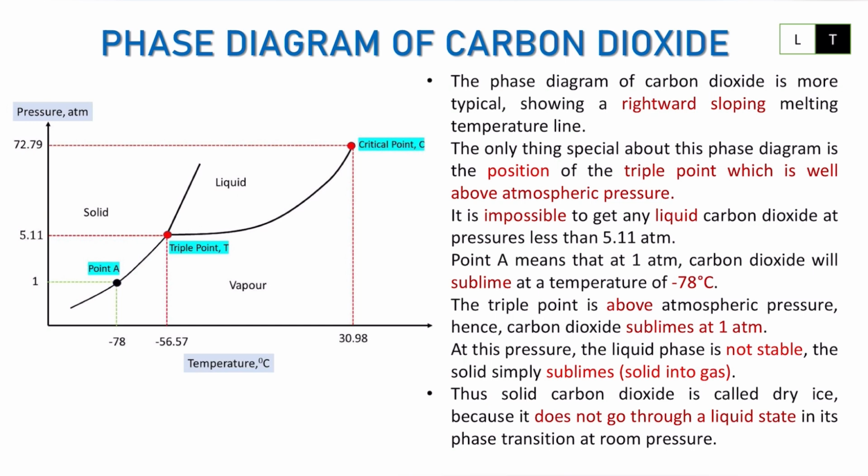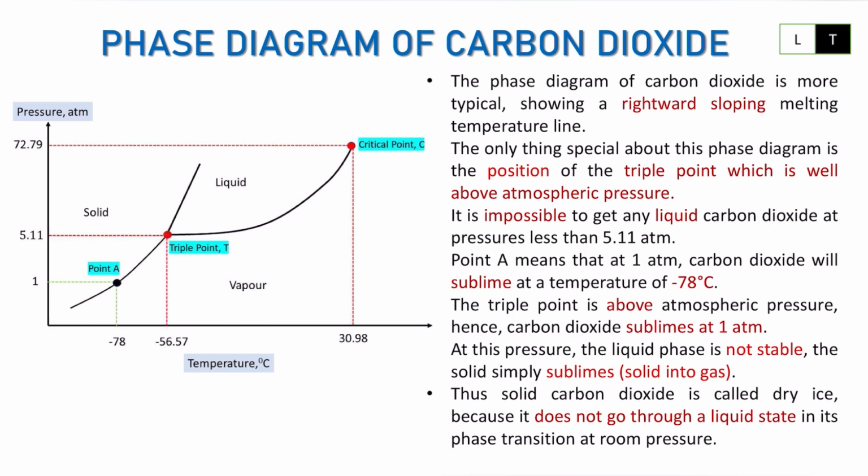Kalau awak perasan, saya dah ajar tadi, melting line mesti ke arah kanan, this part. And then ini adalah typical phase diagram untuk mana-mana substance. Kebiasaannya dia ke arah kanan. The only special thing about this phase diagram adalah position triple point. Triple point ini adalah tinggi daripada normal atmospheric pressure, iaitu 1 atm. Sekarang dia lebih tinggi, iaitu 5.11 atm.